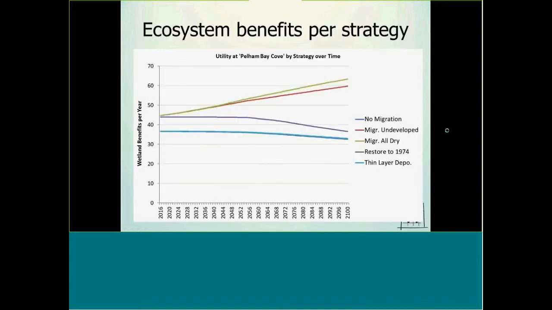You can also look at the benefits of these different strategies over time. So you have your sort of current ecosystem benefit, and then over time looking at all these different strategies. If you allow for migration, the total amount of marsh is increasing. You actually would potentially be predicted to have a better utility over time. If you restore to 1974 but don't allow for any migration, you're going to have some upfront benefits which are going to taper off over time.